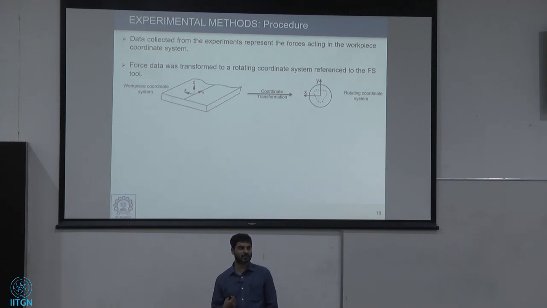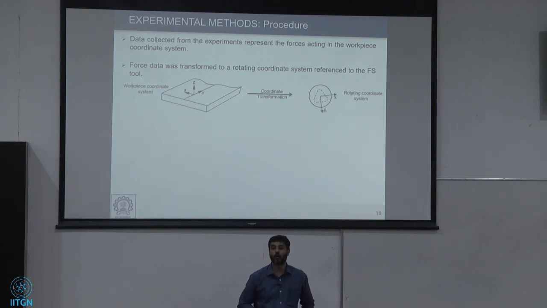So once the data was collected, one thing to be noted is the dynamometer is placed below the workpiece, and therefore it is looking at the forces which are experienced by the workpiece. On the other hand, the encoder is looking at the angular rotation of the tool. So we had to get the forces established in the tool coordinate system, which is a rotating coordinate system. So we performed a coordinate transformation such that the forces which are measured in the workpiece coordinate system are applicable to the tool.